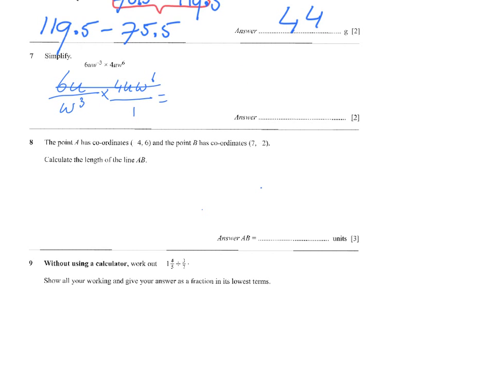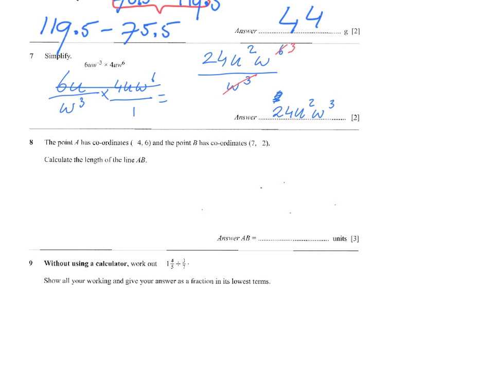So I'll do 6 times 4, which is 24, and u times u, which is u squared, and then I have w to the power 6 over w to the power 3 times 1, which is w to the power 3. But then I have to simplify, get rid of the common factor, and the common factor are those w's. I have w in the denominator, so I can take away 3 w's in the numerator. So my final answer will be 24 u squared w to the power 3.